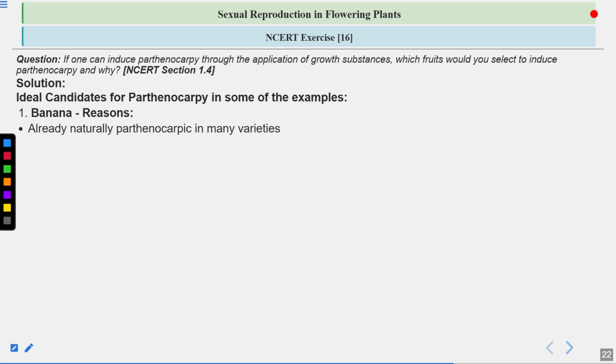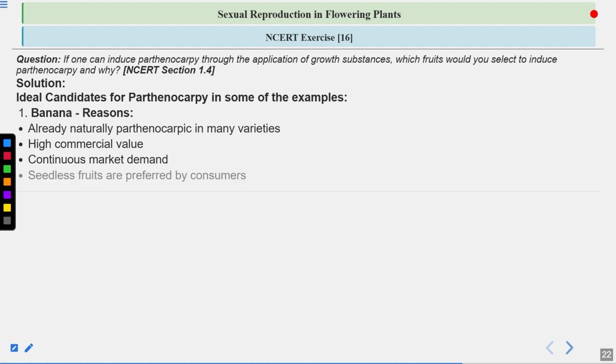Bananas. Reason: already naturally parthenocarpic in many varieties. You got this answer? Already the banana is producing naturally the parthenocarpic fruit, right? In many varieties. High commercial value. The banana is having high commercial value, the parthenocarpic one. Continuous market demand. It is having a great demand, this banana, the parthenocarpic one. Seedless fruits are preferred by the consumers.